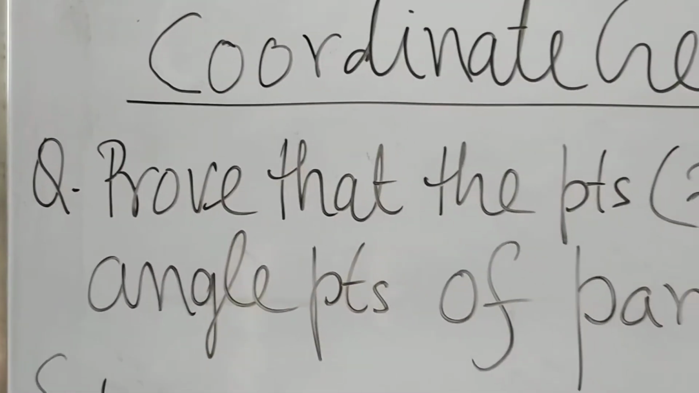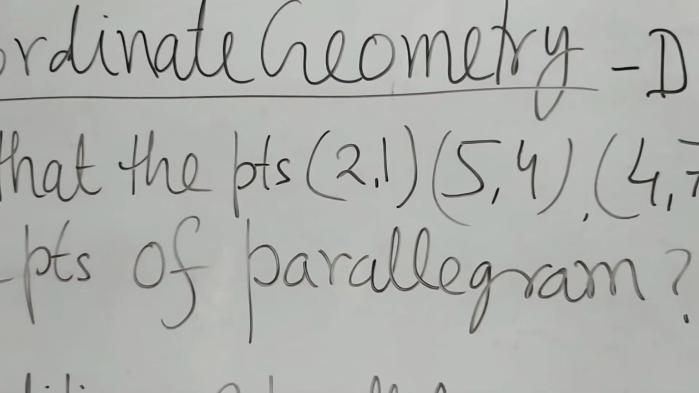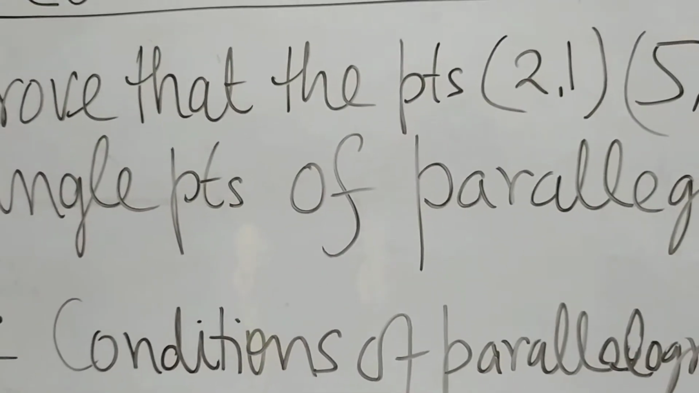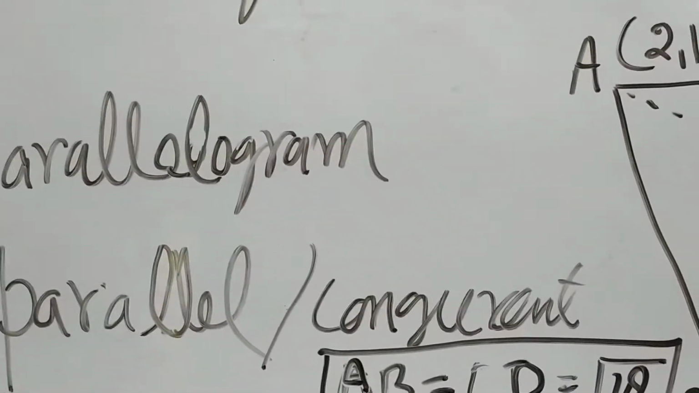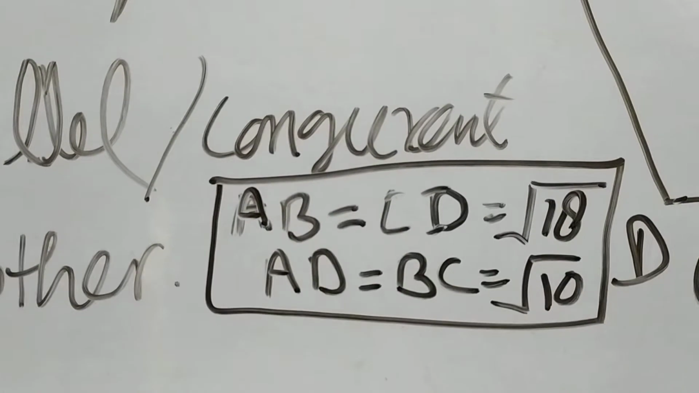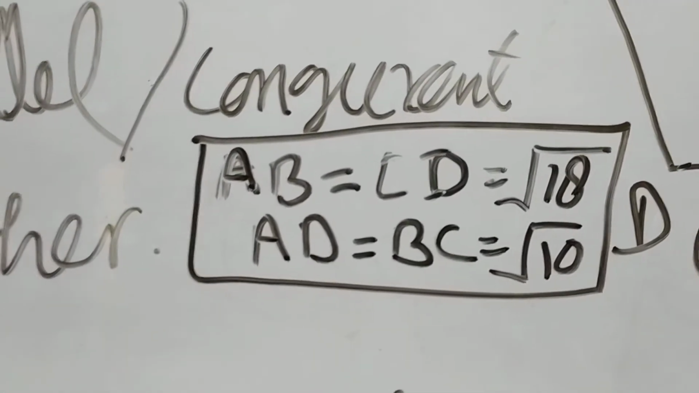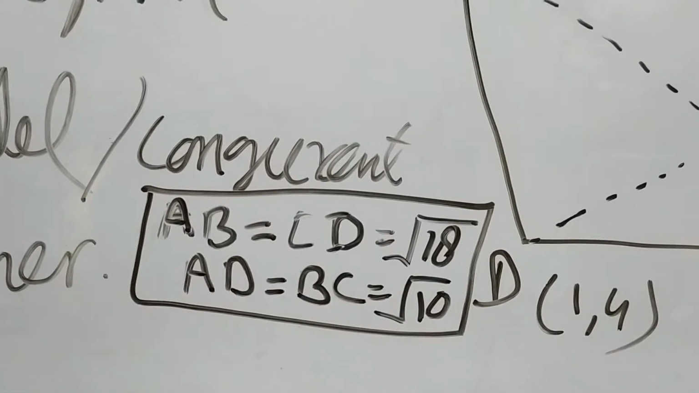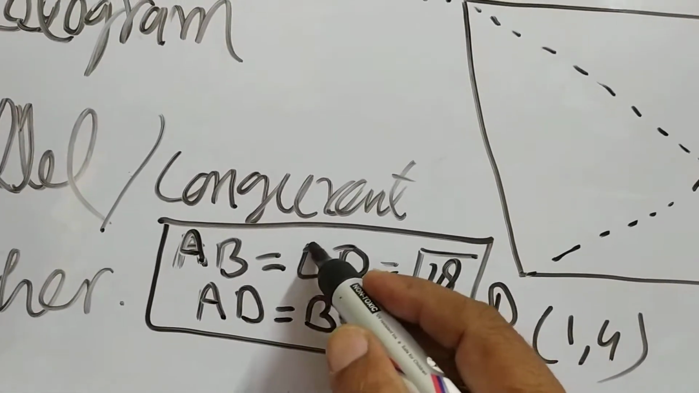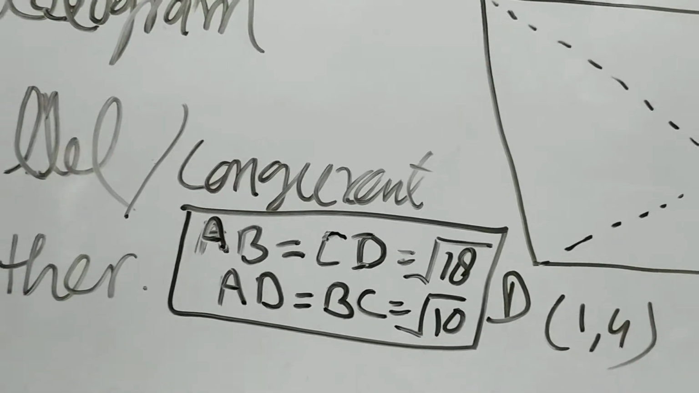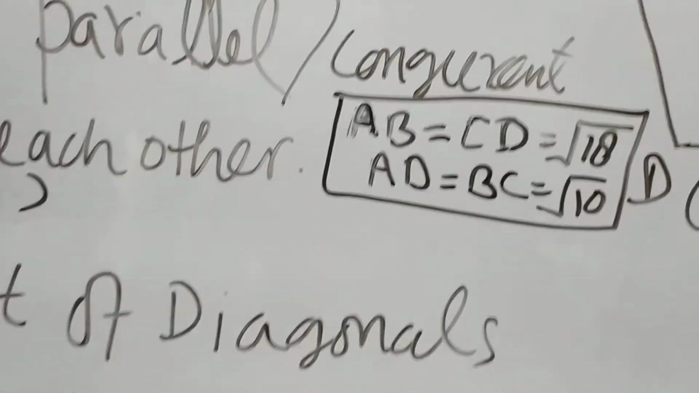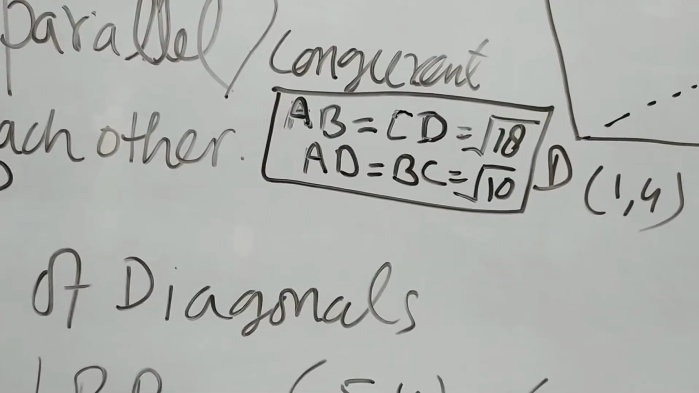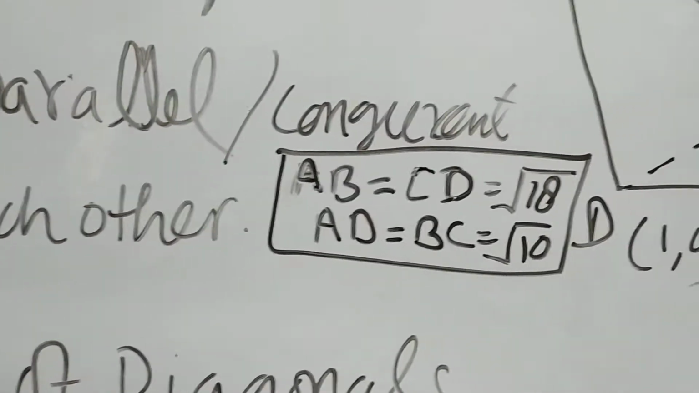The same question. In volume 20 we have proved that AB equal to CD equal to root 18, and AD equal to BC equal to root 10.